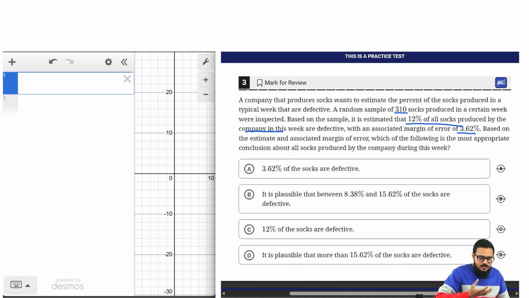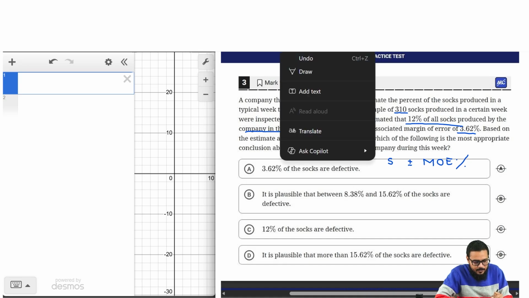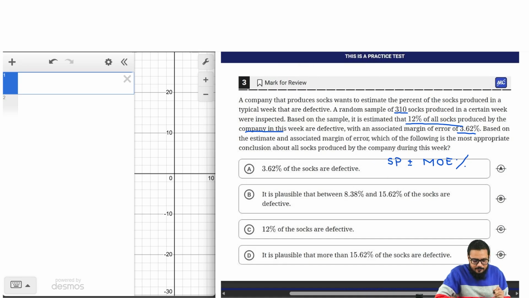Now, there's a specific formula every time you see a margin of error question: the sample proportion plus or minus the margin of error would give you the most appropriate conclusion regarding your sample proportion in a given research. I'm going to write SP over here, the sample proportion, plus or minus margin of error, right? That's always the best conclusion. So in this question, I have my sample proportion as 12%, right over here, plus or minus margin of error.